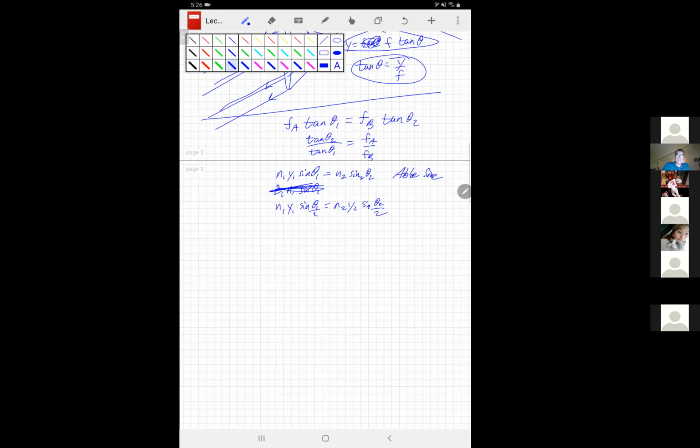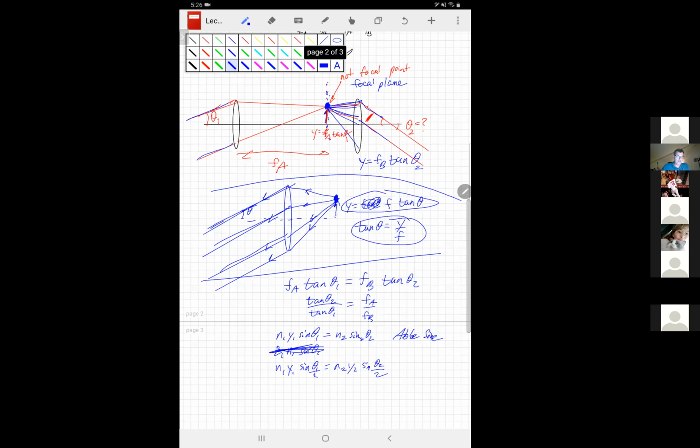Dr. Small, I had a question about y equals f tan theta 2. In this case, the rays are coming out parallel. What are y equals 0? Because they don't converge, and there's no, I guess, y. No, the y on one side equals tan theta on the other side.